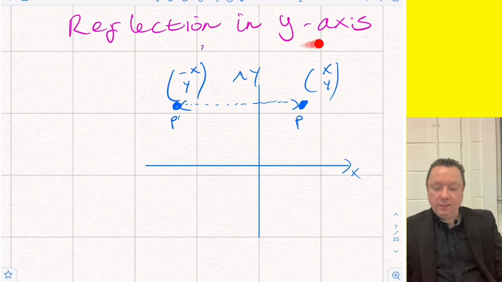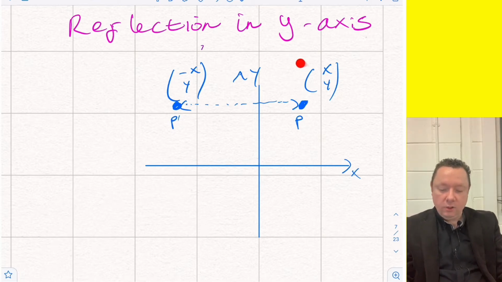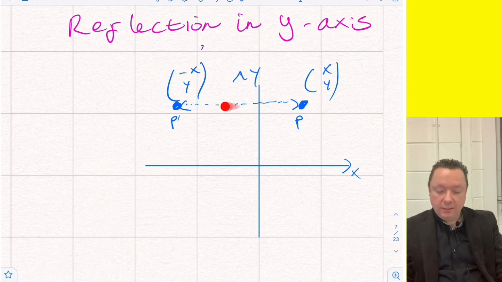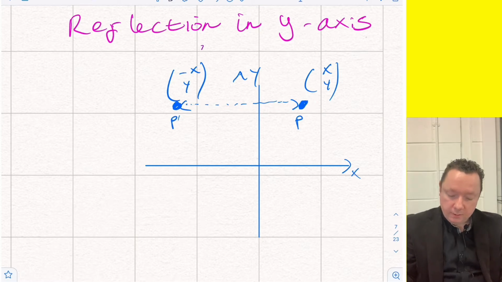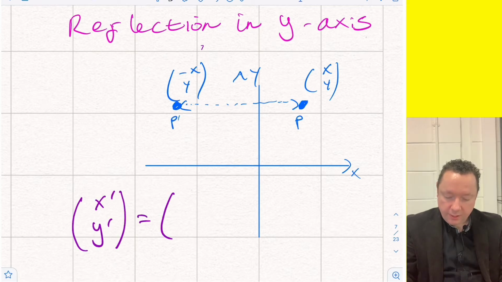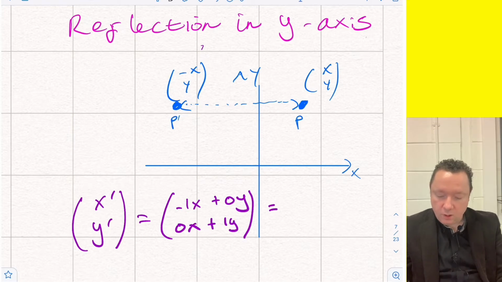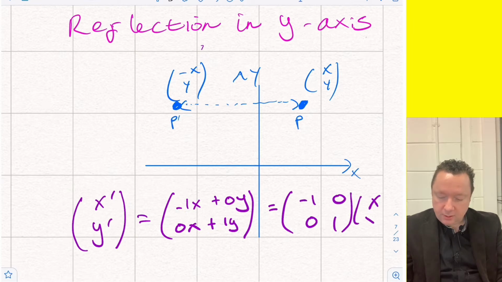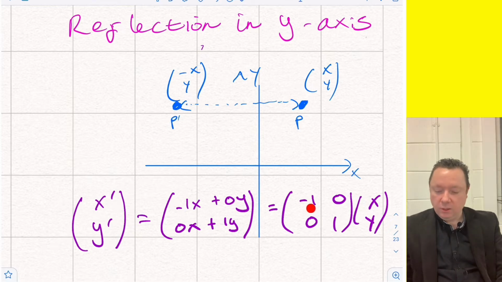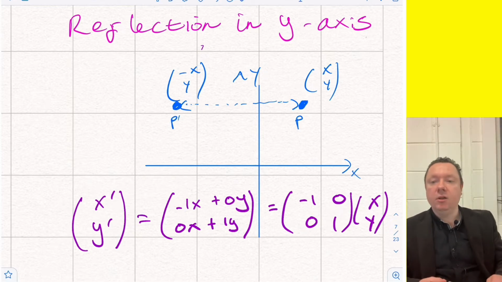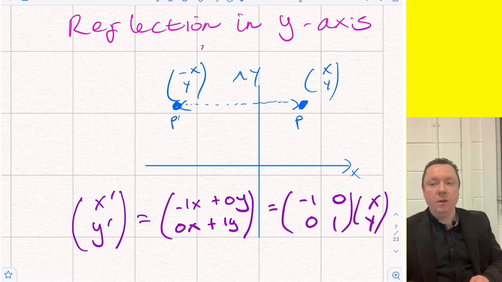So reflection in the y-axis: x goes over, becomes minus x, but y stays the same, it stays the same height. So x prime, y prime, our image, has become minus 1x plus 0y and 0x plus 1y. Taking our coefficients of x and y, we get minus 1, 0, 0, 1 times x, y, and therefore minus 1, 0, 0, 1 is the transformation matrix for reflection in the y-axis.